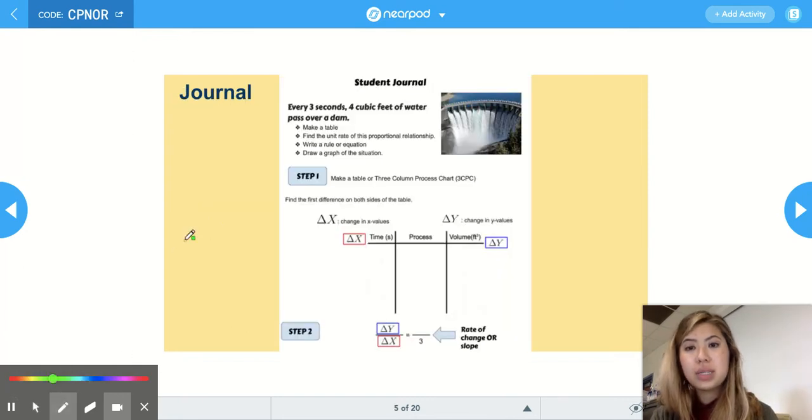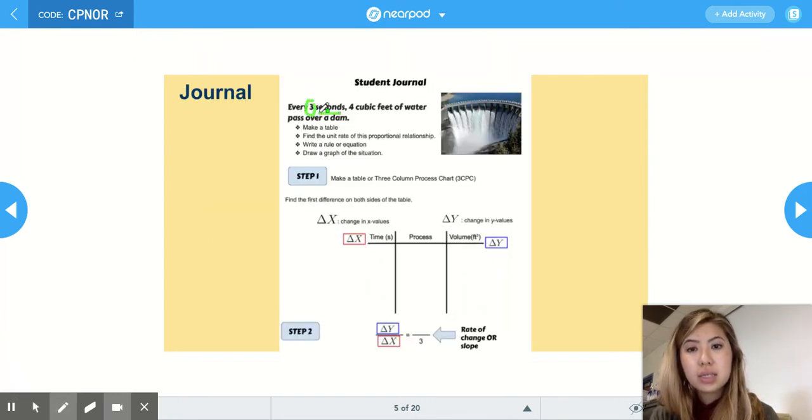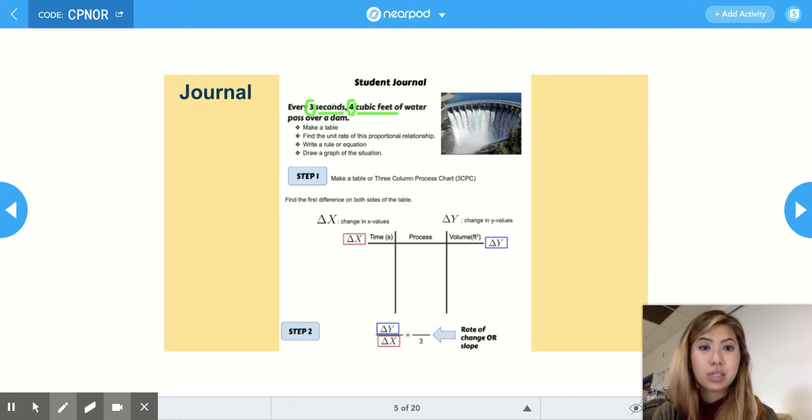This journal problem reads, every 3 seconds, 4 cubic feet of water pass over a dam. So this is our 3-column process chart that we can use. The first thing I'm going to do is figure out what the independent variable is in this sentence. The independent variable doesn't rely on anything else. Time is usually that independent variable because time doesn't depend on anything. So our time is going to be represented in seconds, and we're using x to represent that independent variable. That means cubic feet will be our unit for our dependent variable, which will be represented with y.